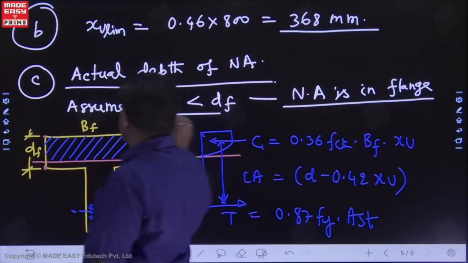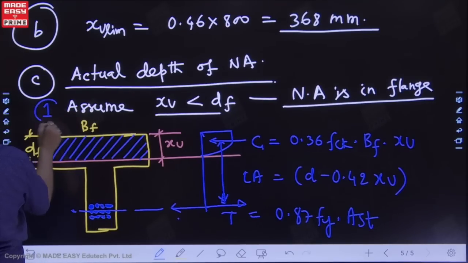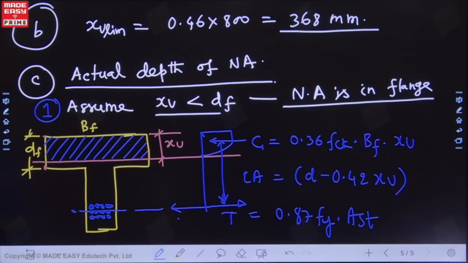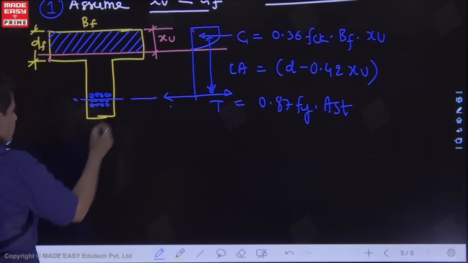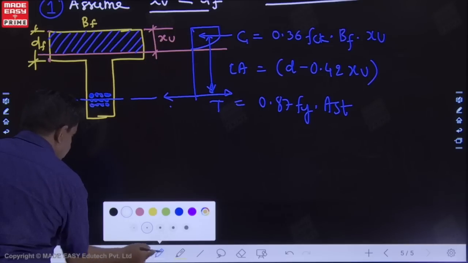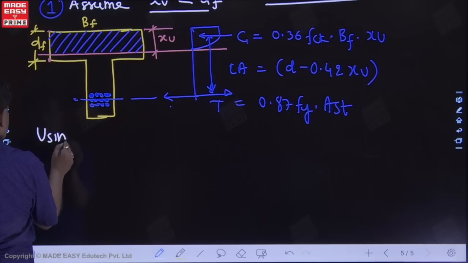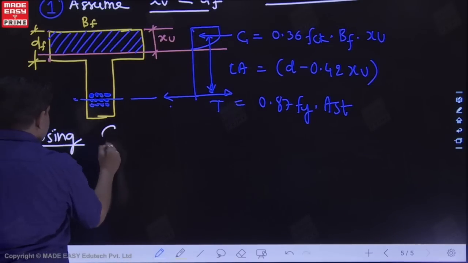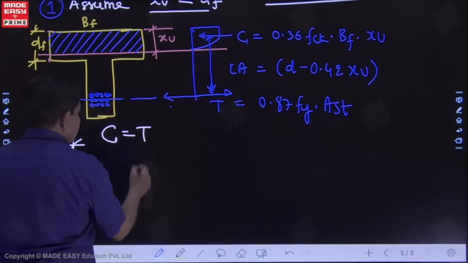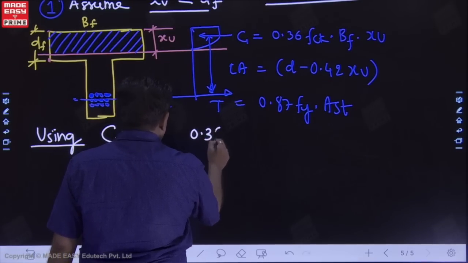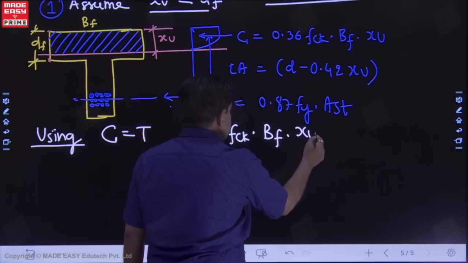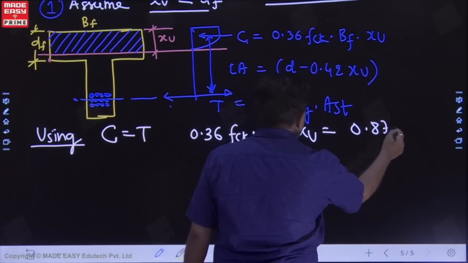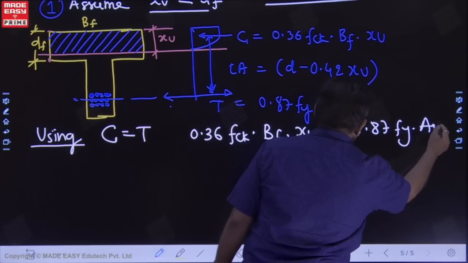So for the actual depth of neutral axis, let's write number 1. We have assumed that Xu is less than Df, and let's solve this value here itself. Let me write like this. So using C is equal to T, we can write that 0.36 into fck into bf into Xu is equal to 0.87 into fy into Ast.